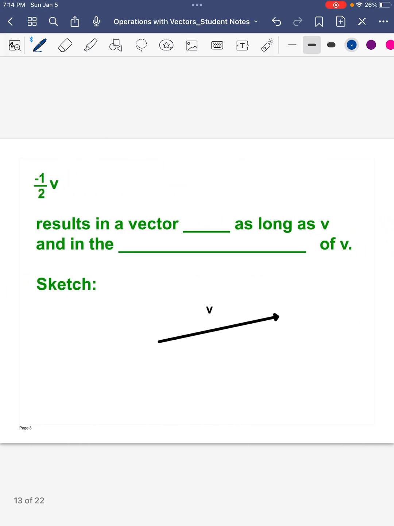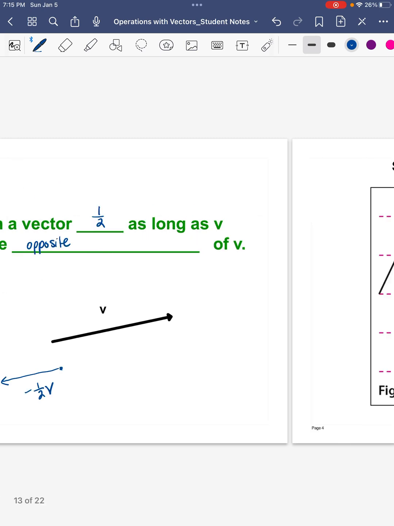So the same is true of fractions. 1/2 v would be half as long. The negative actually makes it go the opposite direction. So negative 1/2 v results in a vector half as long as v and in the opposite direction. Right? So it would start here and go the other direction, but it would only be half as long. So that'd be negative 1/2 v. So a negative is going to change the direction.